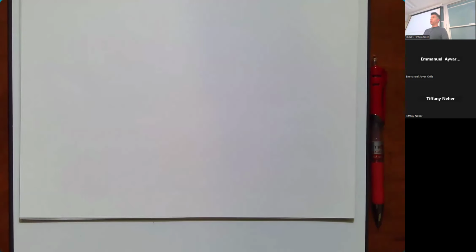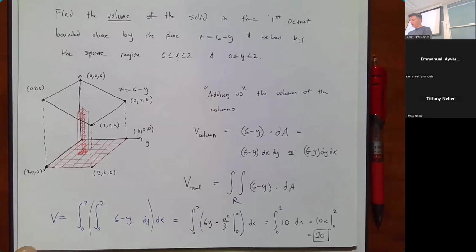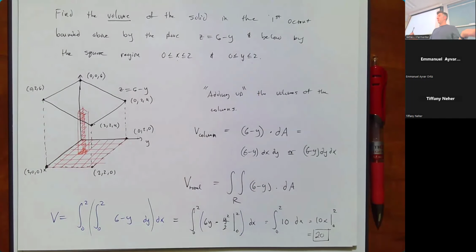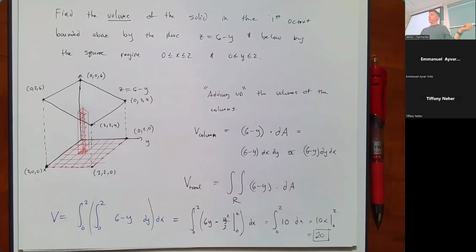Let's do one more where our region of integration is not so lovely. I'm sorry, there's one more thing I want to point out. We said bounded in the first octant. Just like in 2 dimensions, the first quadrant is the quadrant where x is positive and y is positive, the upper right quadrant. The first octant is where x is positive, y is positive, and z is positive.